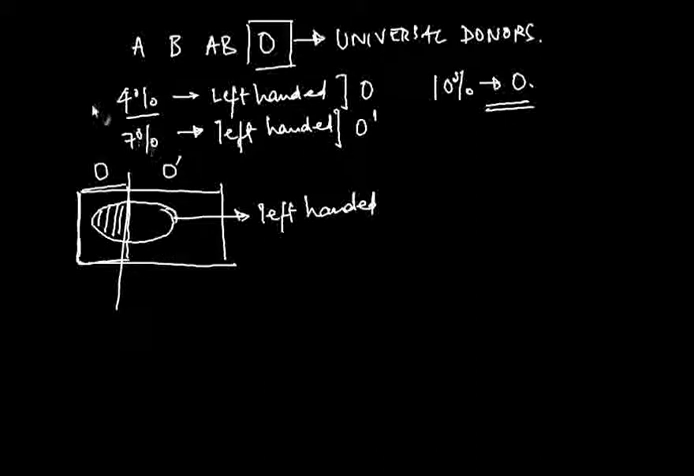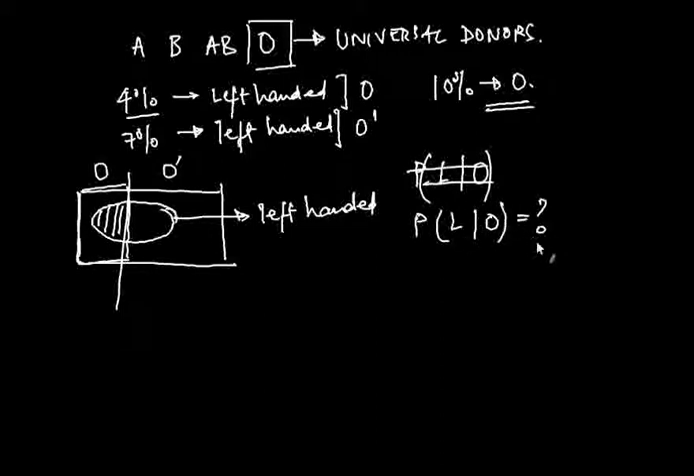So if I were to ask you, given that a person has blood group O, what's the probability that he is left-handed? Let me just rewrite that. What would your answer be? Well, that's simple. 4% of those who have blood group O are left-handed, so the answer would be 4 by 100, which just boils down to 1 by 25.